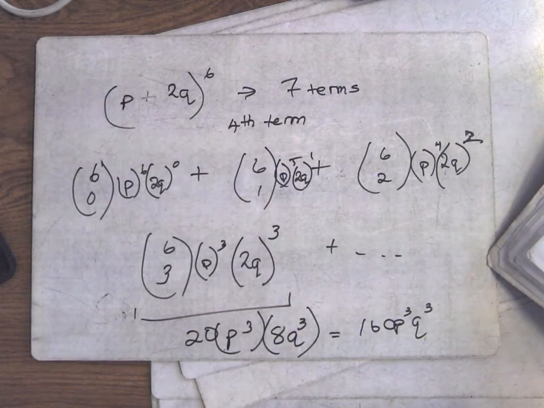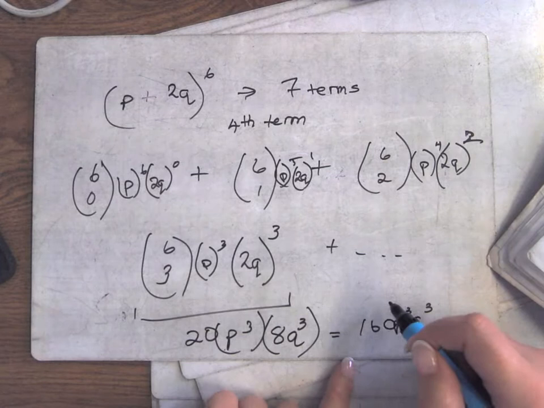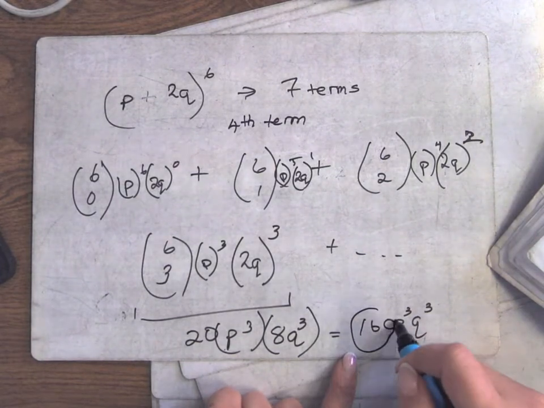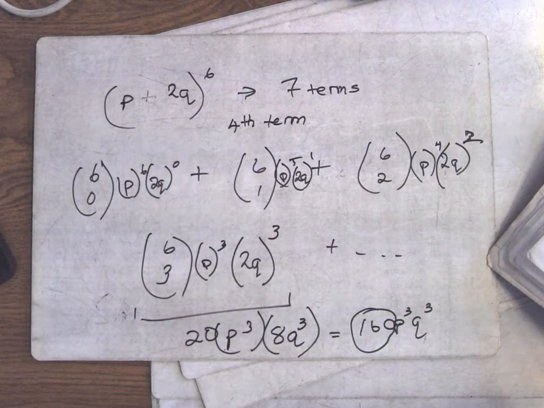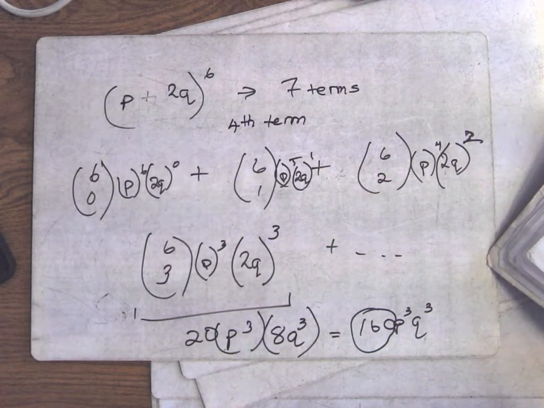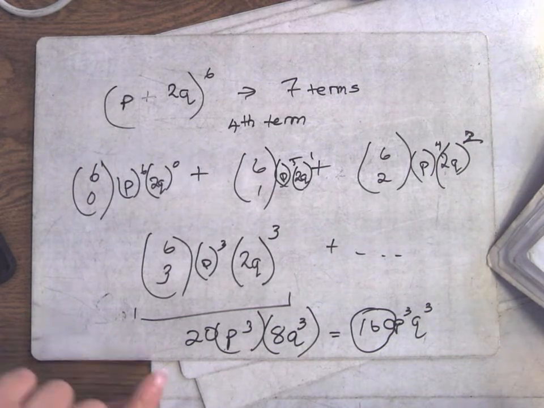Problems, questions? We're okay? The coefficient. Sorry, they just asked me for the coefficient, so it's just 160. 160 is just the number that's with it. Sorry, didn't read it properly. So I didn't even have to multiply it out. Well, I did. Right, are we good?